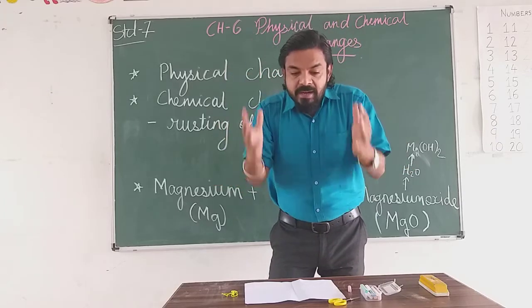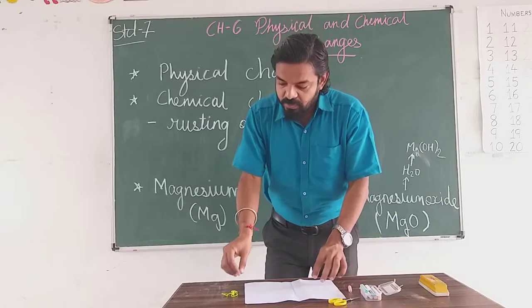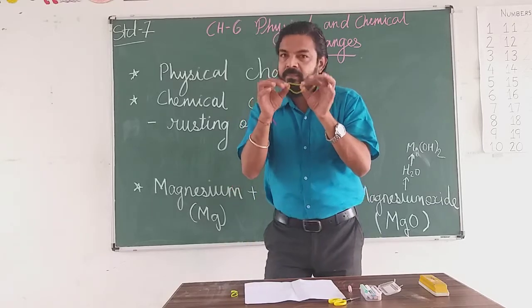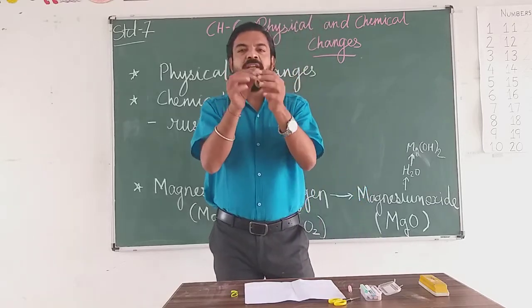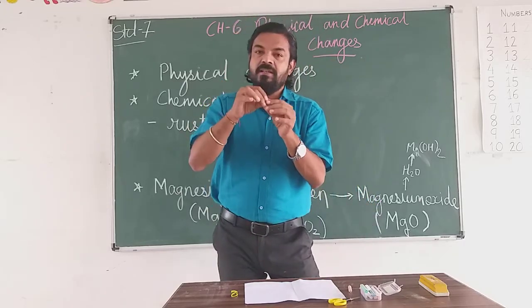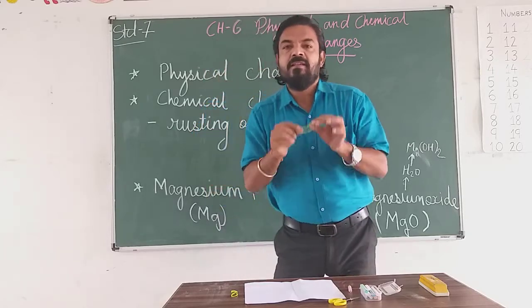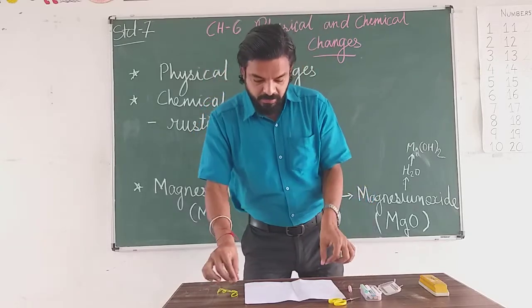So any kind of the physics. Suppose this is a rubber band. This is called the outer shape. This rubber band has a shape and also a size. This is a size and shape. What do you call it? This is the physics of the rubber.